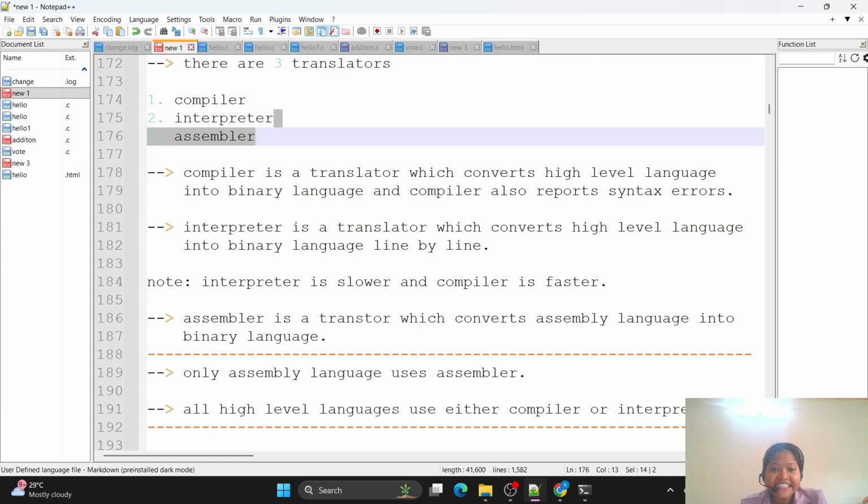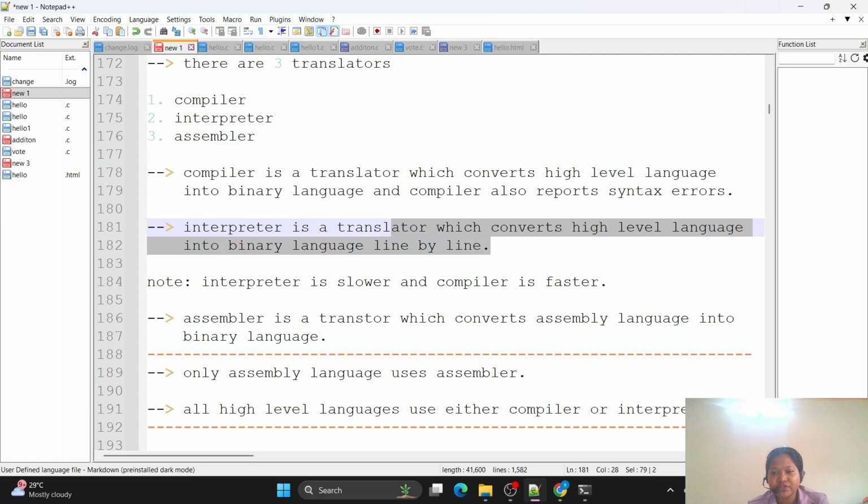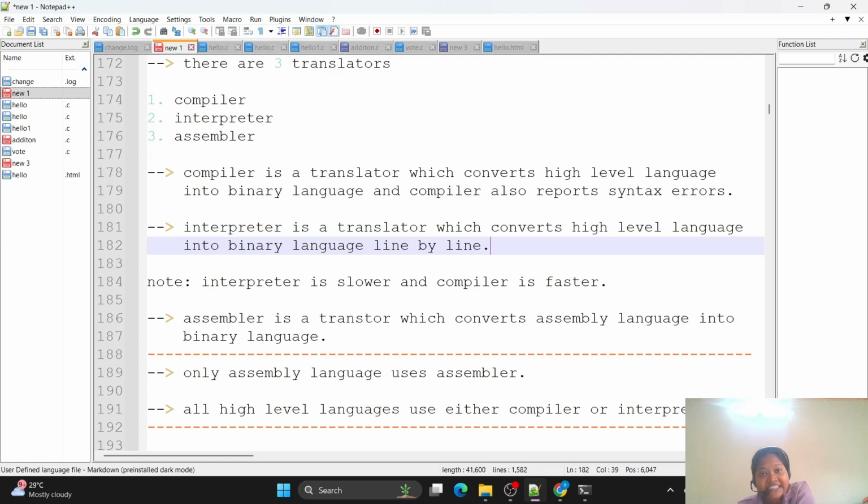Okay, an interpreter is also a translator which converts high level language into binary language line by line. The main difference between the compiler and the interpreter is that the compiler will scan the entire program at a time, but the interpreter scans the program line by line. A compiler may take less time for compiling, but maybe later we can get some error.